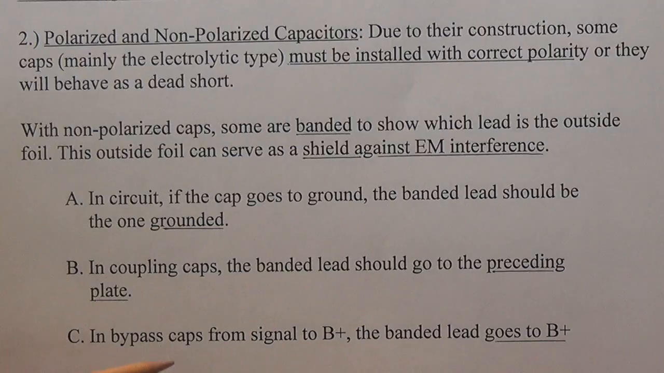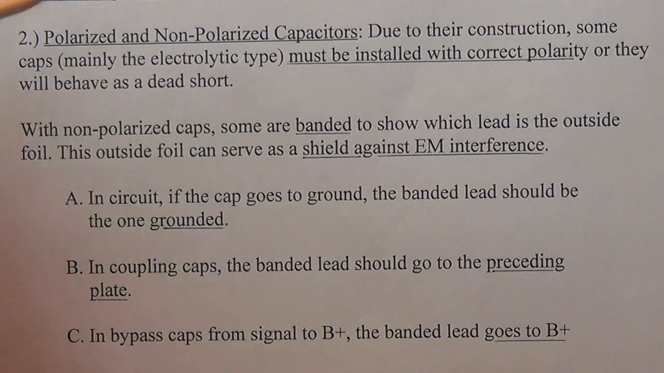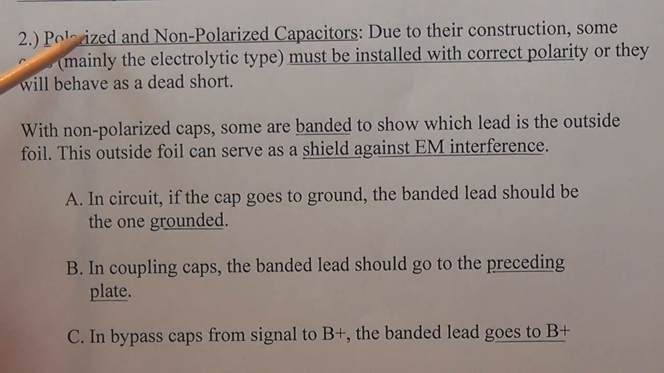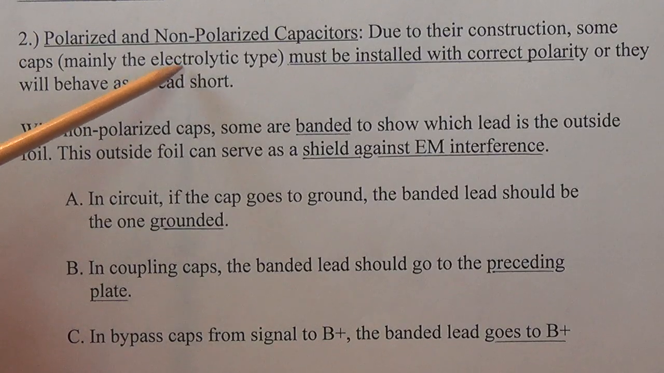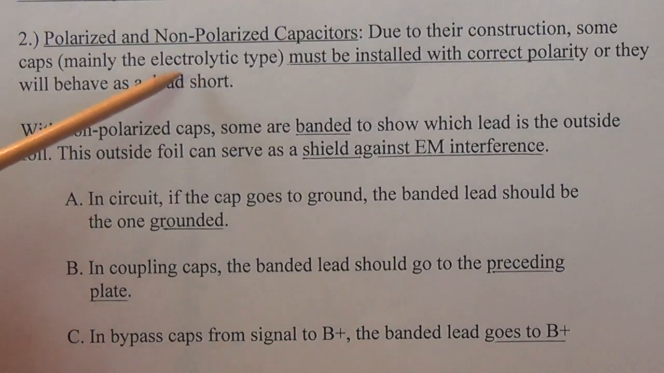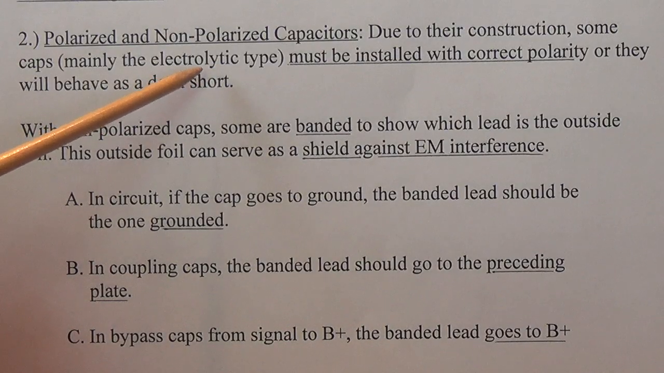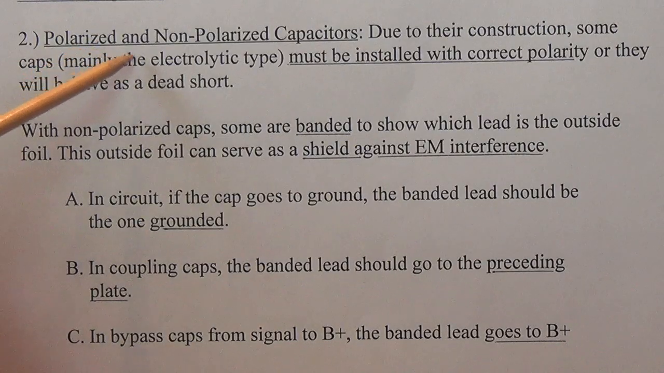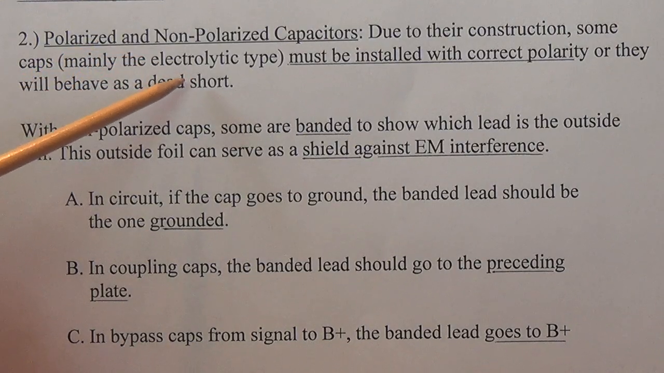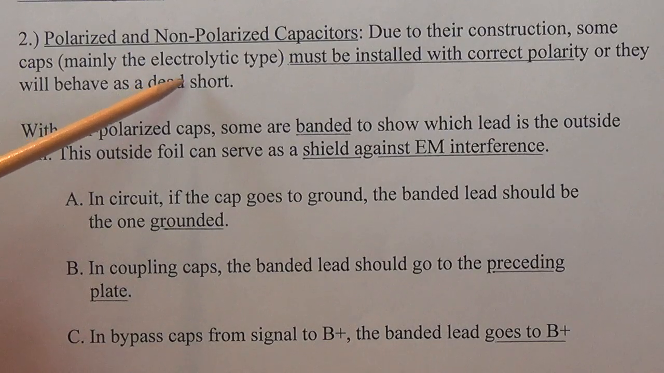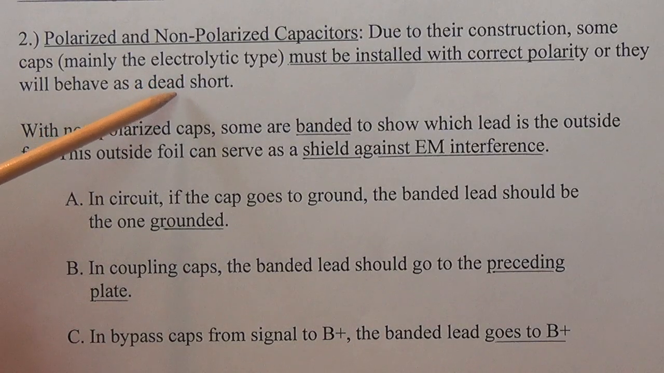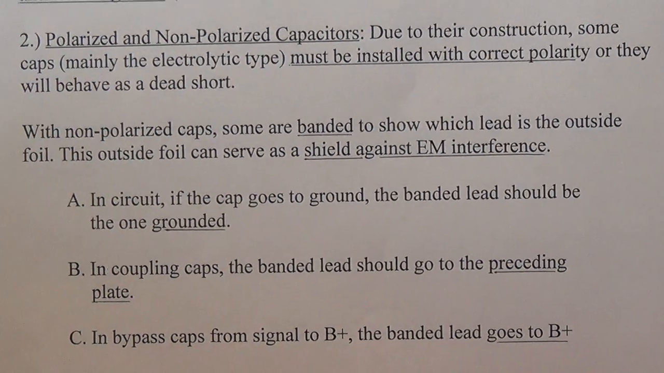The next category we can discuss are polarized and non-polarized capacitors. Now, in general, polarized capacitors comprise the group of electrolytic types of capacitors. We'll see why they're called electrolytic and how they're made in just a few minutes. But polarized capacitors must be installed with their polarity correct. The positive lead has to go to the positive part of the circuit. The negative lead generally goes to ground, or else they'll behave as a dead short with rather explosive results.